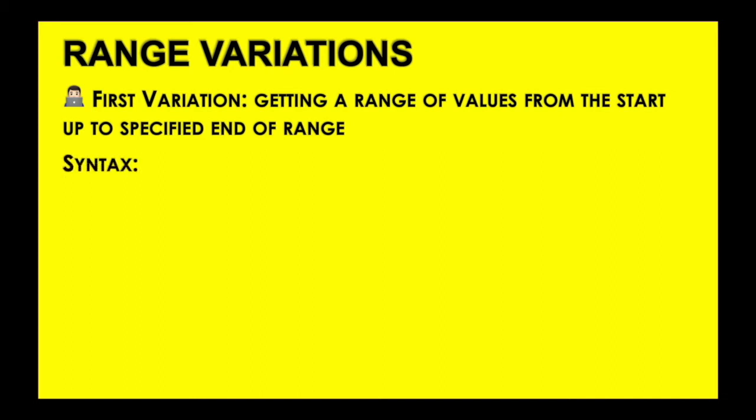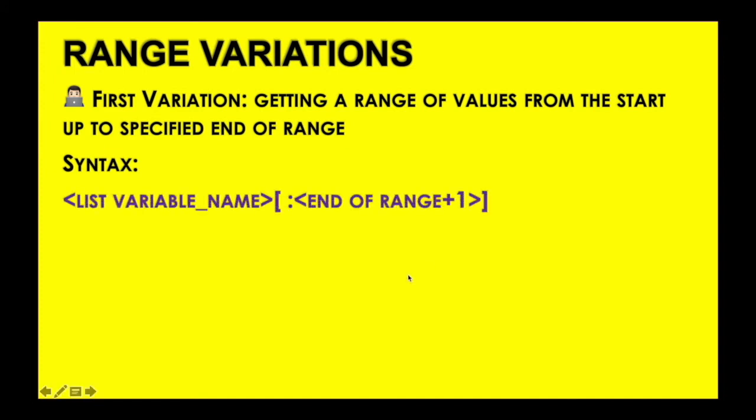So for the syntax on this first variation, list variable name, then square bracket. Here we have a space before the colon, then end of the range plus 1. Meaning to say, we are trying to get the values of the range function from the very beginning up to your specified end of range. That is the first variation.